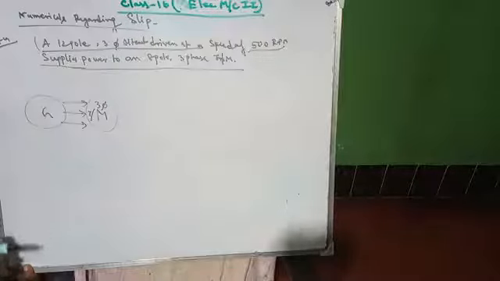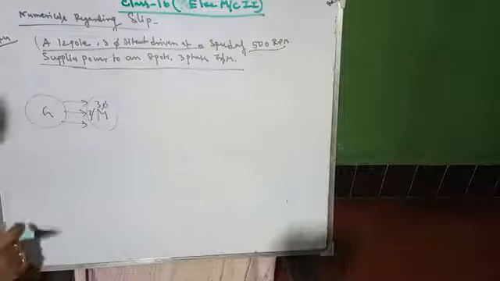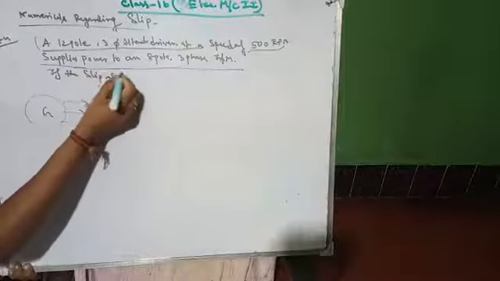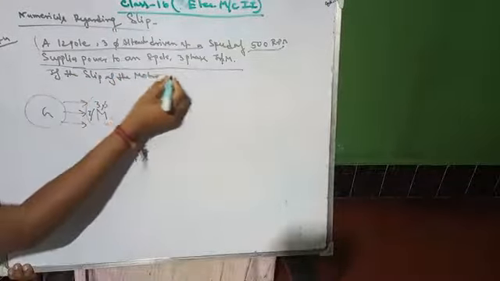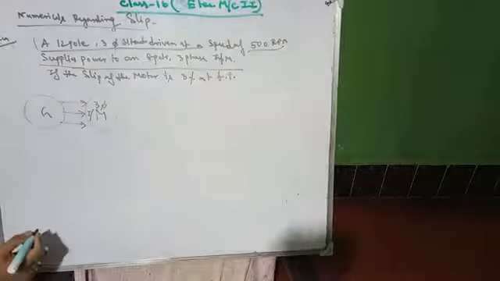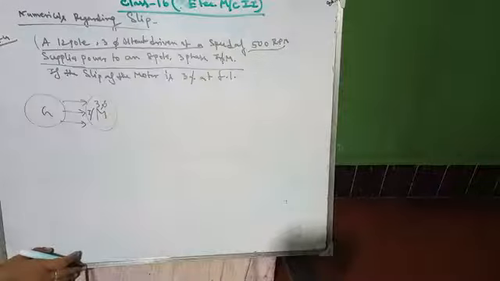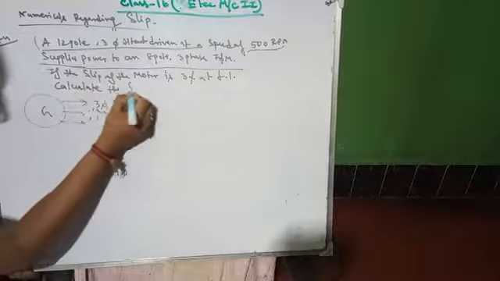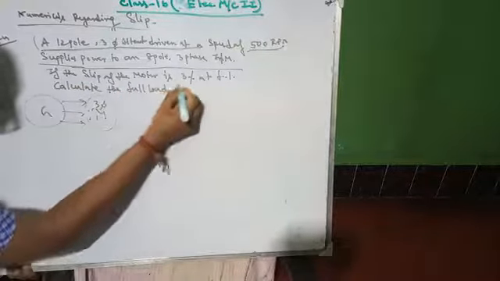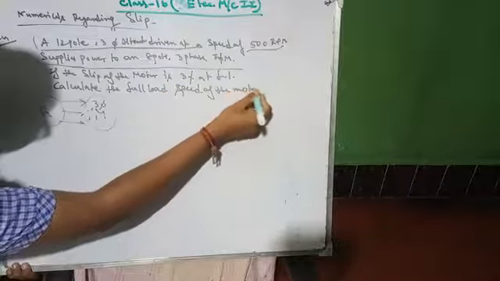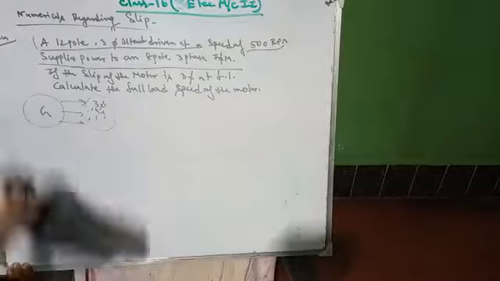Okay, so you have to find: if the slip of the motor is 3% at full load, FL, that is full load, calculate the full load speed of the motor. So you have to find the full load speed of the motor.